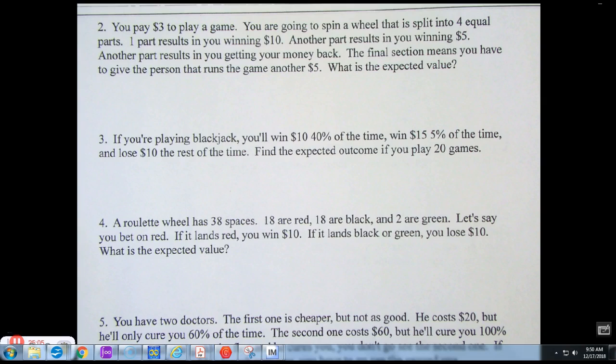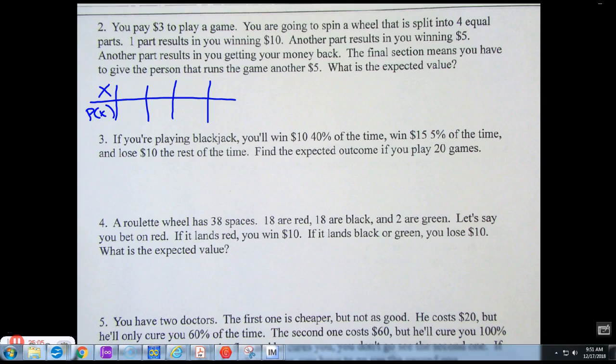So there's a couple ways to set this up, and I want to talk through both. Some people will put that $3 that you paid into every outcome, and some people will forget about the $3, figure out the expected value, and then subtract 3 at the end. So you can either distribute 3 as you go, or wait till the very end and get rid of the 3.